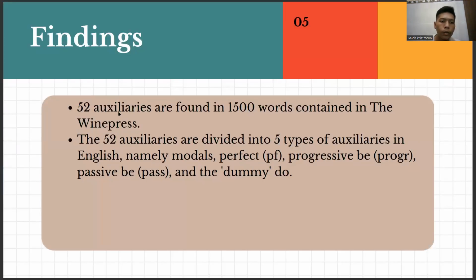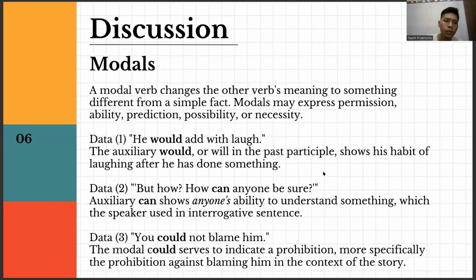I found 52 auxiliaries in the 1,500 words contained in The Wine Press. So these 52 auxiliaries are divided into five types of auxiliaries in English, namely modals, perfect, progressive be, passive be, and the last is the dummy do. Our first discussion is about the first type, modals.